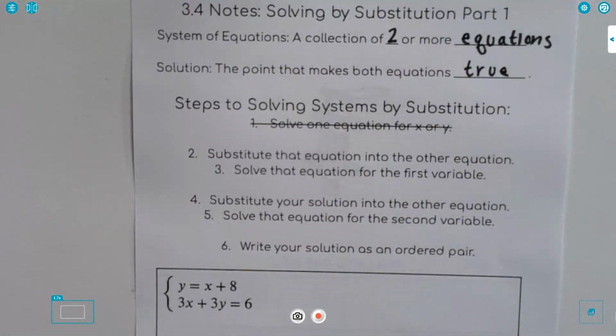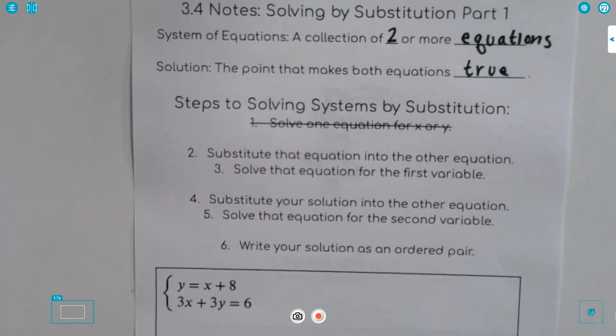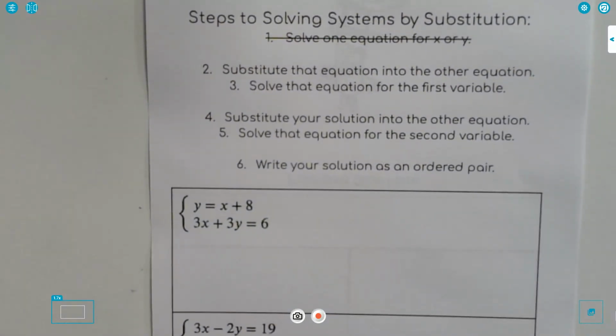There's your note sheet. Okay, so in substitution part 1, that step is already done for us. We already have one of our equations solved for x or y. So step 2 is that we are going to substitute the equation that is solved for x or y into the other equation, and we are going to solve for our first variable. So substitution involves us taking one equation and plugging it into the other in order to be able to solve for one of our variables. And then we'll take the answer we got in steps 4 and 5. We're going to substitute that answer into the other equation, solve for our second variable, and then we'll know what both x and y equal, and we can write it as an ordered pair.